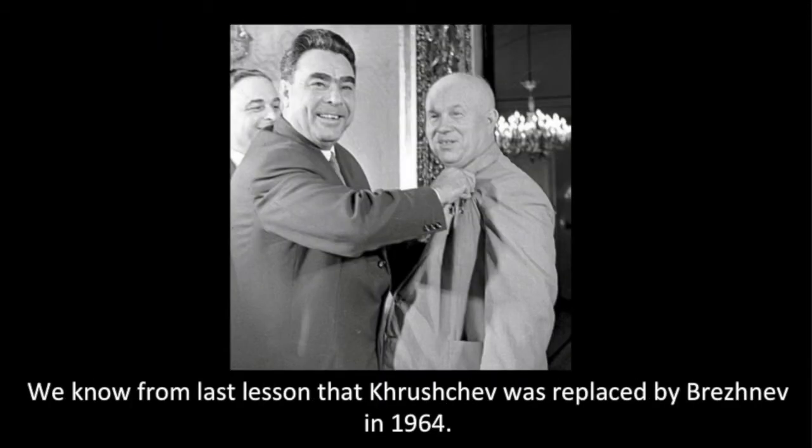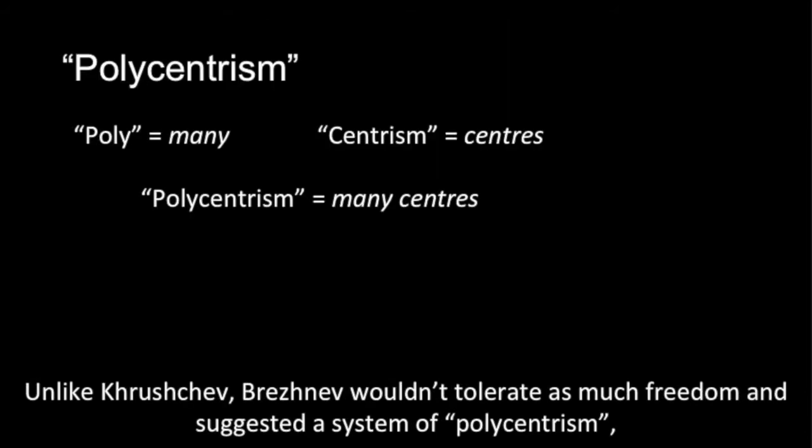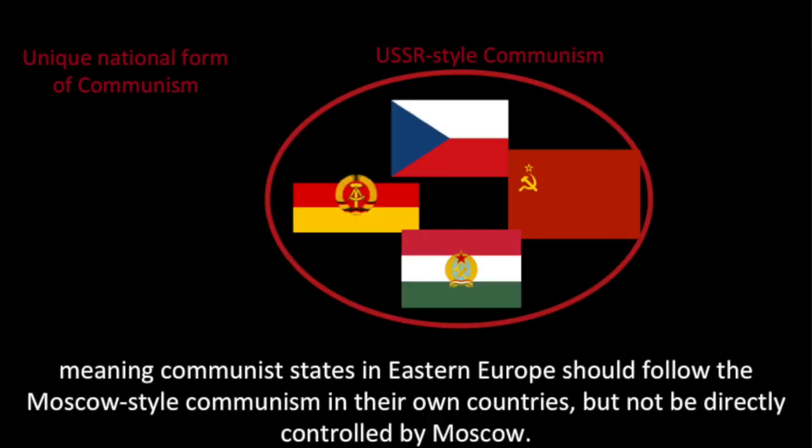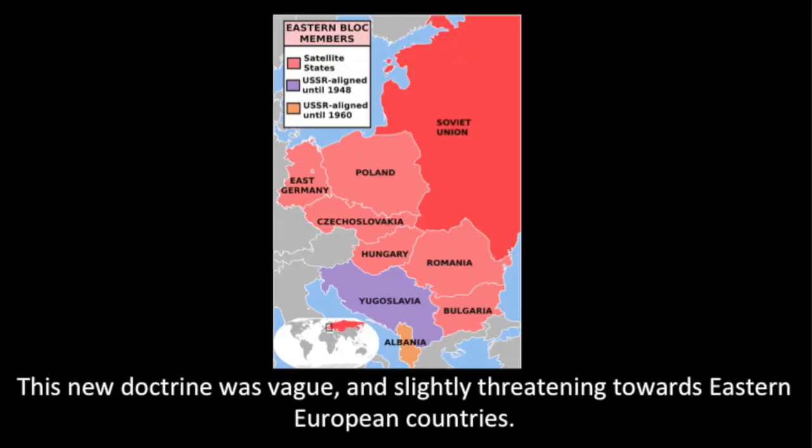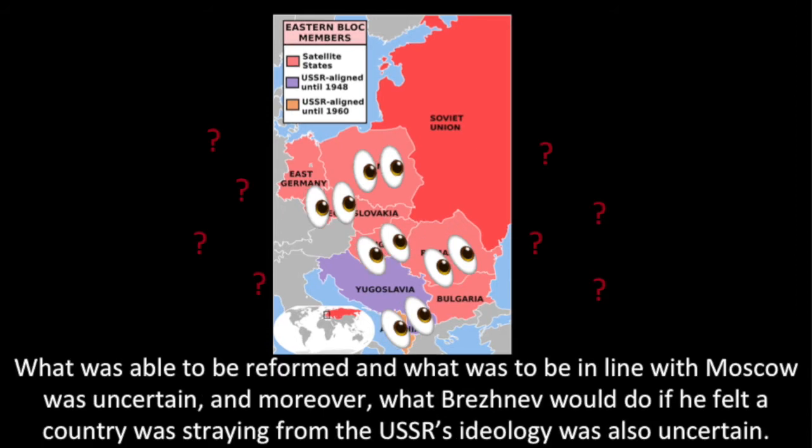We know from last lesson that Khrushchev was replaced by Brezhnev in 1964. Unlike Khrushchev, Brezhnev wouldn't tolerate as much freedom and suggested a system of polycentrism, meaning communist states in Eastern Europe should follow the Moscow-style communism in their own countries, but not be directly controlled by Moscow. The new doctrine was vague and slightly threatening towards Eastern European countries. What was able to be reformed and what was to be in line with Moscow was uncertain. And moreover, what Brezhnev would do if he felt a country was straying from the USSR's ideology was also uncertain.